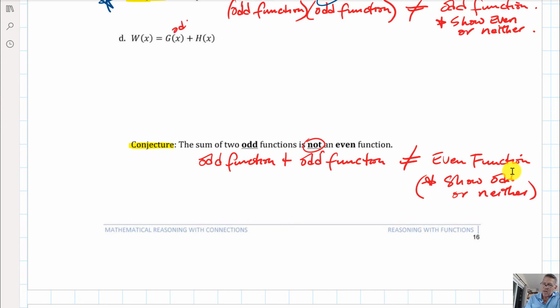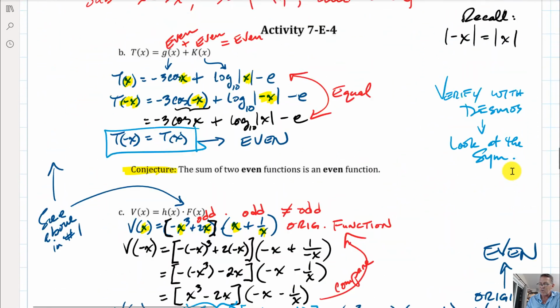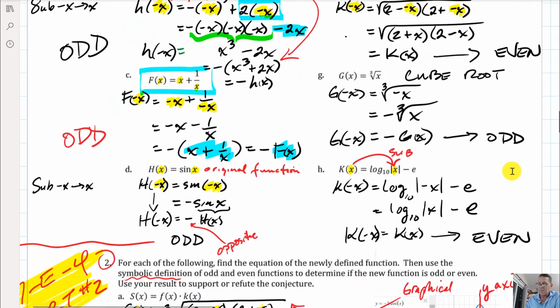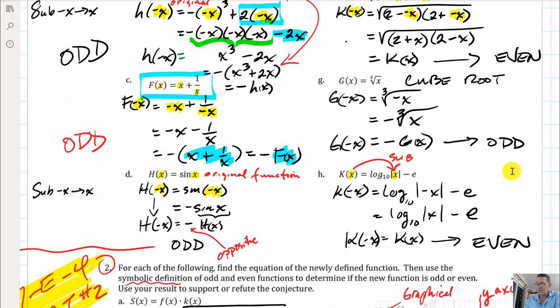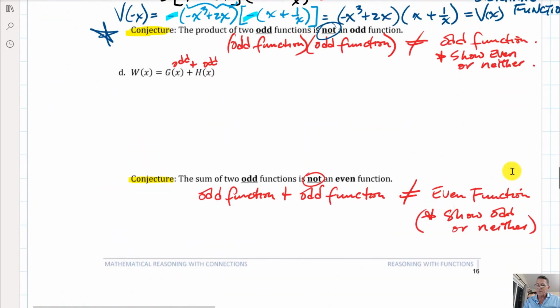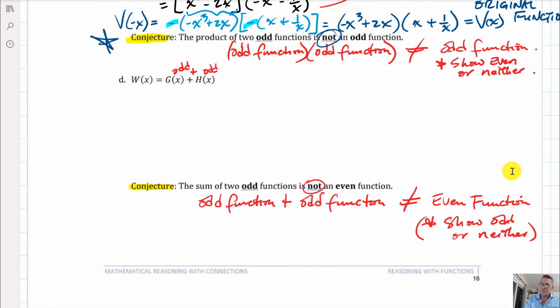So this is odd and this is odd, and so let's grab these functions. And again, g and h are right above. So g of x is in part g here, and then h is in part d. So here we go. Let's bring them in and let's work with it. Last one. So we got to write the new function. So g of x looks like the cube root of x. H of x is equal to the sine function.